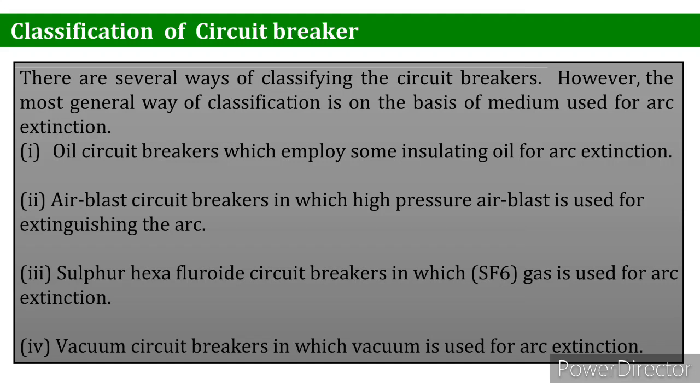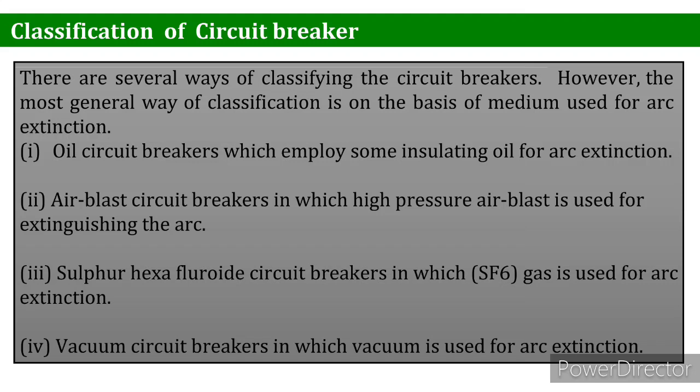The second type is air blast circuit breakers. In this type of circuit breaker, air is used to extinguish the arc. So whenever there is an arc, the air is used to extinguish that arc. The third one is the SF6 circuit breaker, which is sulfur hexafluoride. In this circuit breaker, sulfur hexafluoride gas is used to extinguish the arc. And the fourth one, the most important, is the vacuum circuit breaker, in which a vacuum is created, which is used for arc extinction.